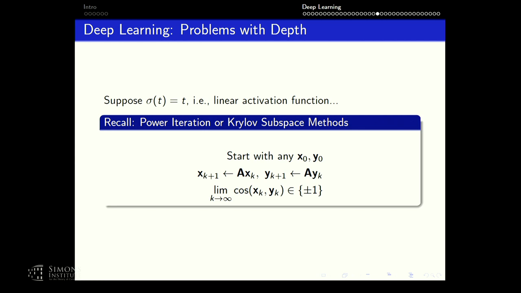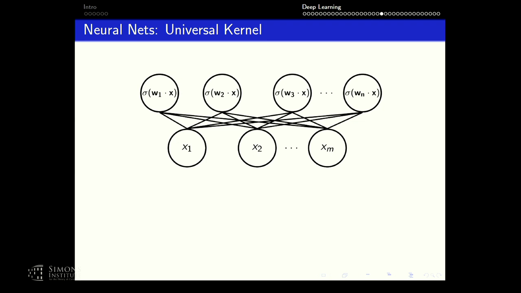So we see some similarities in what happens in the power iteration and in a deep neural net. And the depth corresponds to the number of these multiplications. Okay, so let me just quickly go through this.